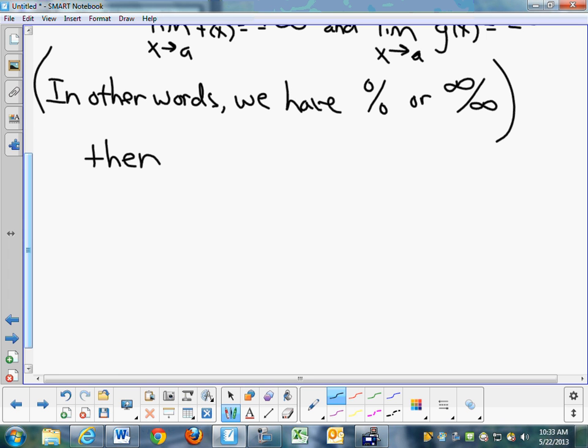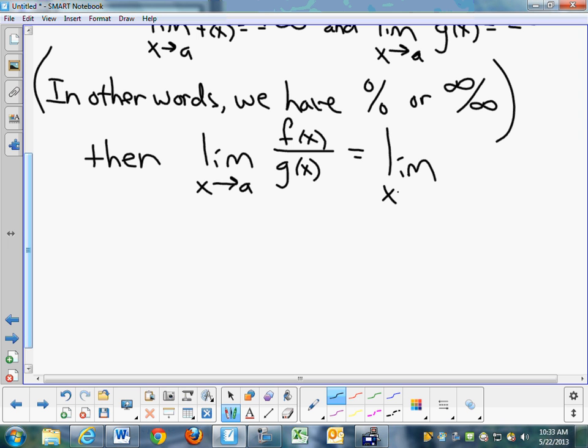Then, this is L'Hopital's rule. The limit as x approaches a of f of x divided by g of x is going to be equal to the limit as x approaches a of f prime of x divided by g prime of x. So we can shortcut our way around this by finding the rates of change of the function at the given point. But it must first satisfy those initial conditions.